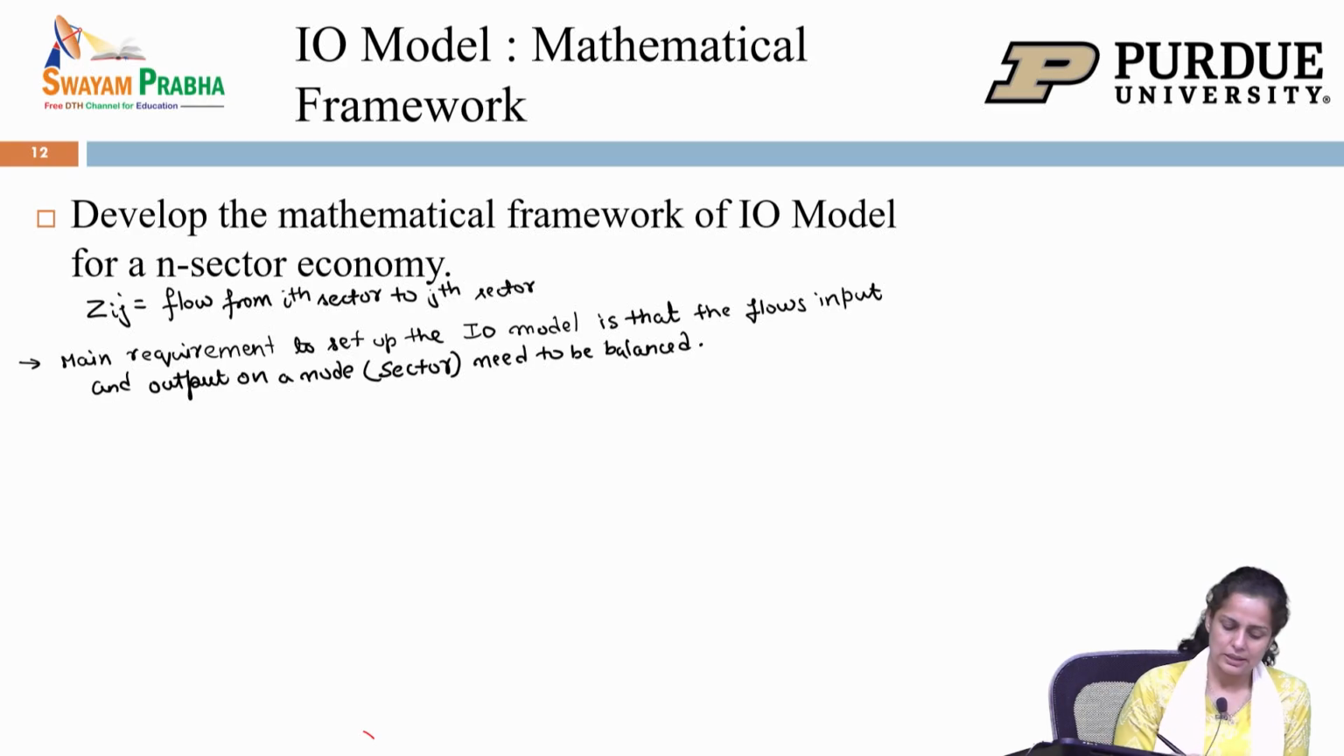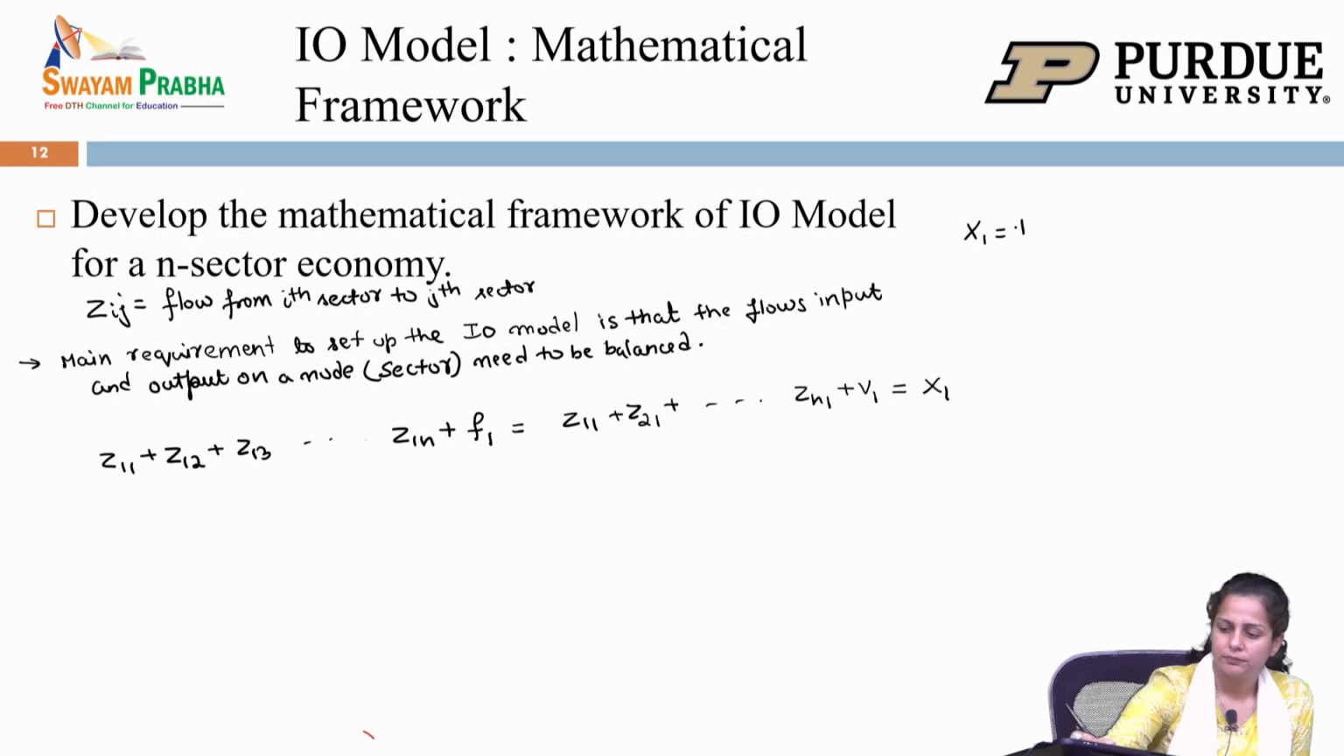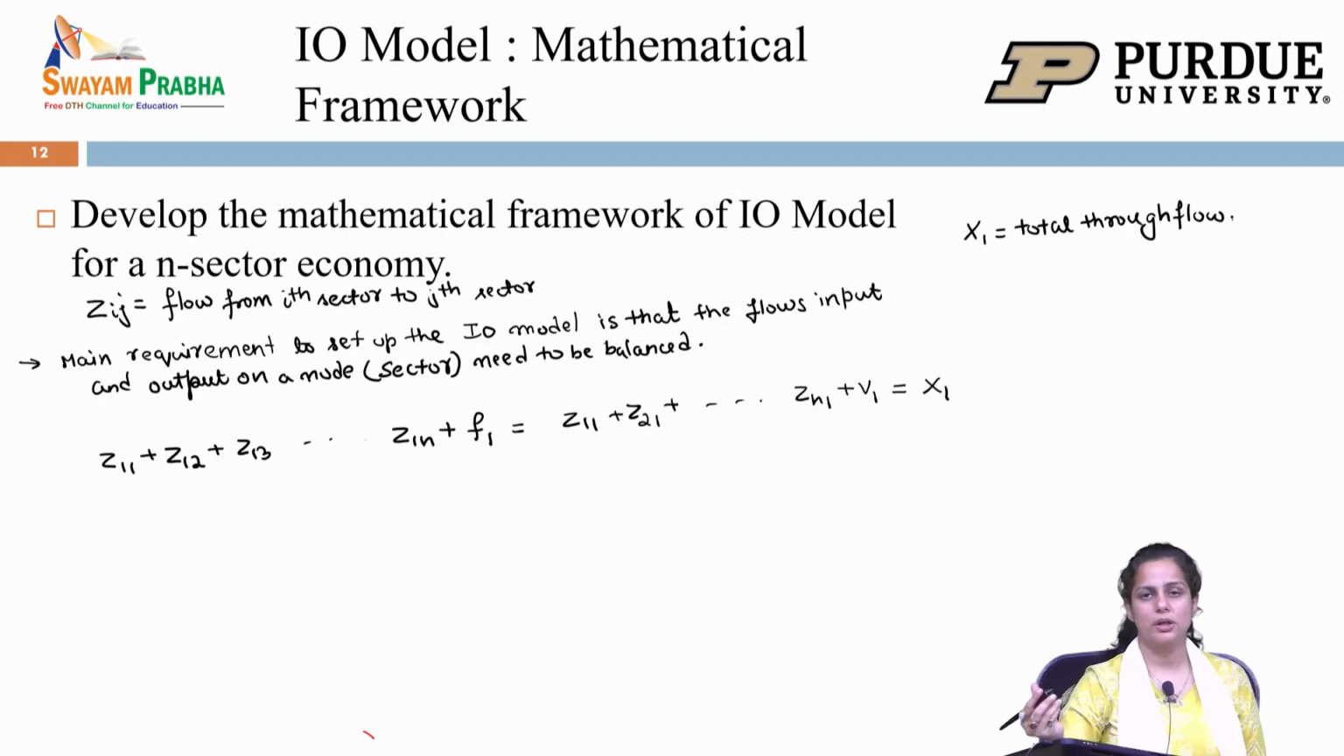So here we can say that our Z11, which is the flow from sector 1 to sector 1, plus Z12, flow from sector 1 to sector 2, which is the output, plus Z13 and henceforth Z1n. Then another thing that's going out is F1, that is the final demand, should be equal to the input. So Z11 plus Z21 and henceforth Zn1 plus V1 should be equal to your X1. So your X1 is the total through flow, and that total through flow includes both the input and output.